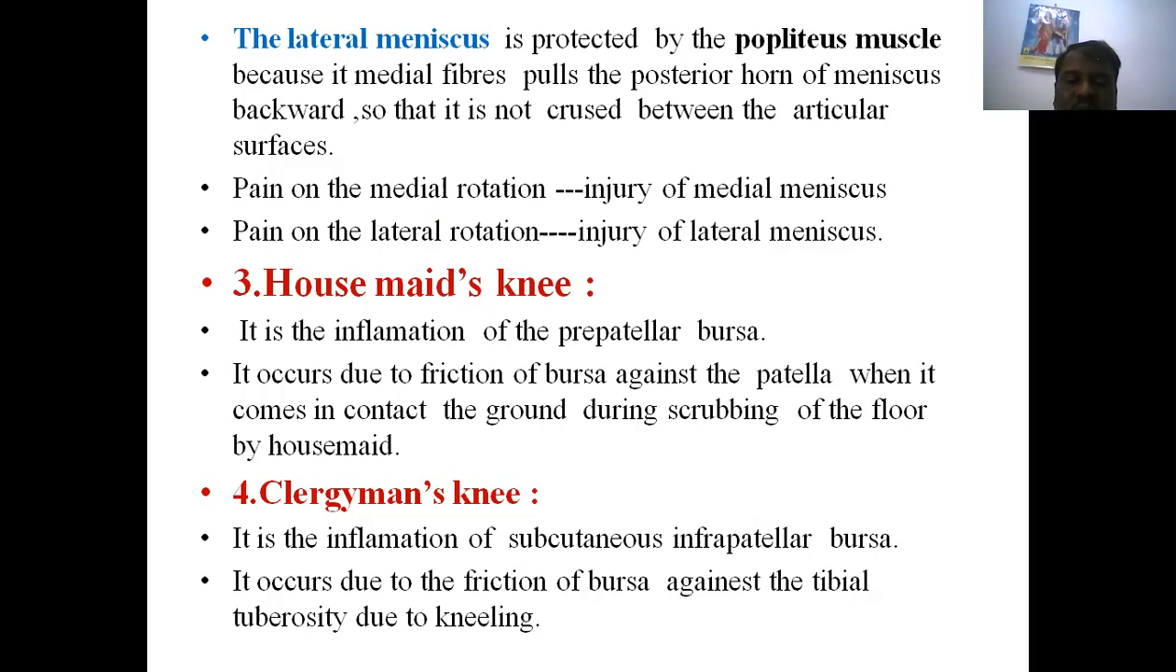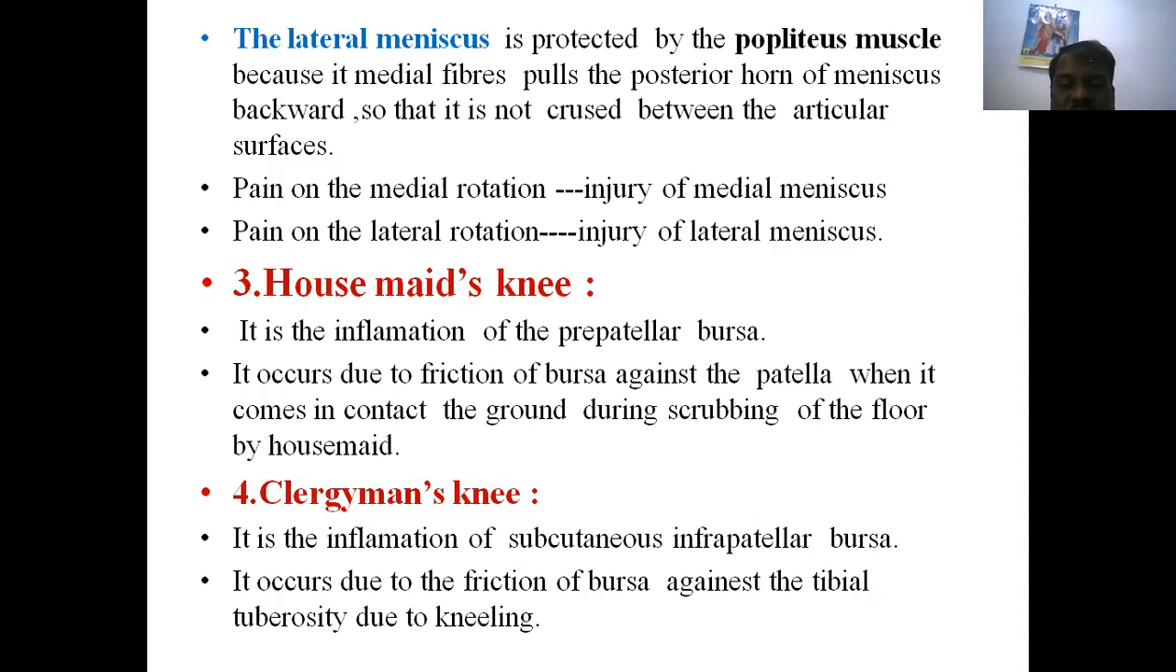If it is the unlocking, that lateral rotation of the femur on the tibia, that is the injury to the lateral meniscus. Next, another one is the housemaid's knee. These are the bursas, prepatellar bursa. If it is against the patella, when it comes in contact with the ground during the scrubbing of the floor by the housemaid, in the housemaid's knee we are identifying this prepatellar bursa inflammation.